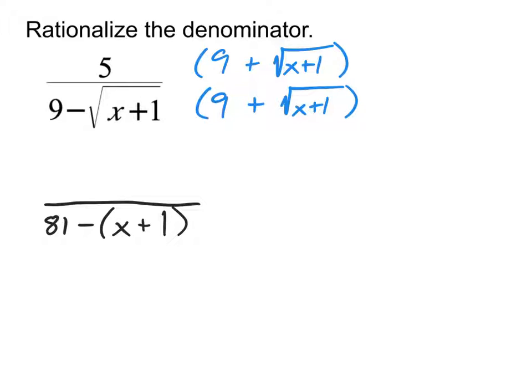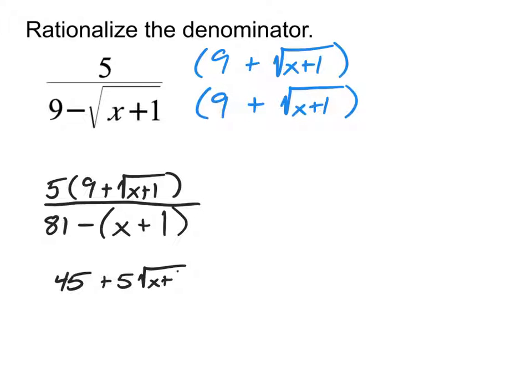What about the top? Well, the top is just going to be 5 times 9 plus the square root of x plus 1. I didn't say the top would be prettier because of this. I just said we'd rationalize the denominator. Last thing you'd do is just clean it up. Like I might go ahead and distribute in the 5 on the top. Strictly speaking, I don't have to, but I kind of want to here. But then on the bottom, well, 81 minus 1 gives me 80. So the bottom just becomes 80 minus x. This would then be a rationalized denominator.